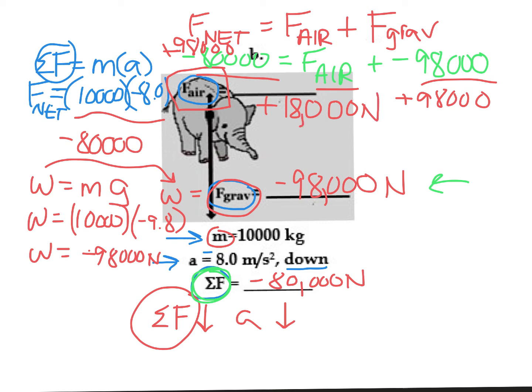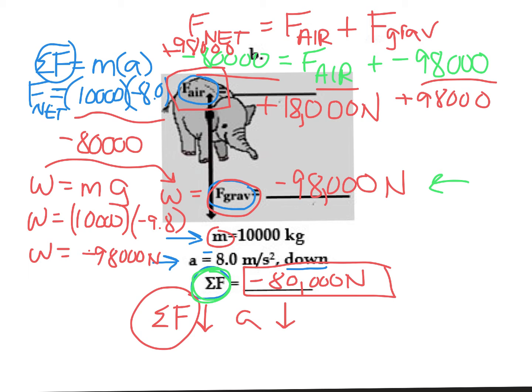newtons. So it looks like this elephant has a huge amount of force of gravity pulling down, negative 98,000, and this object has an upward air resistance of 18,000 newtons. And when you subtract the two, it makes sense that you end up with a net force in the downward direction of 80,000 newtons.